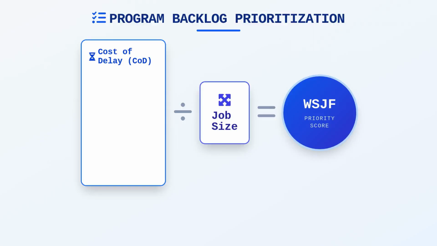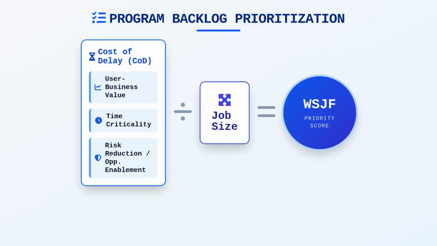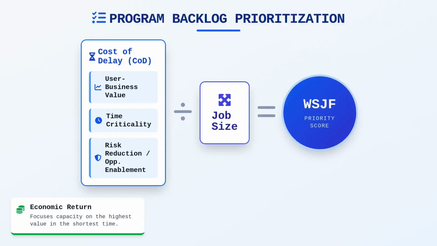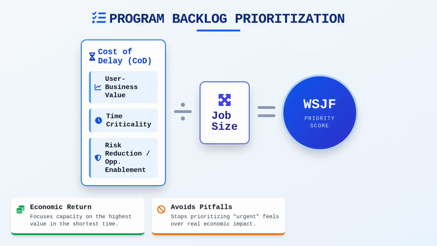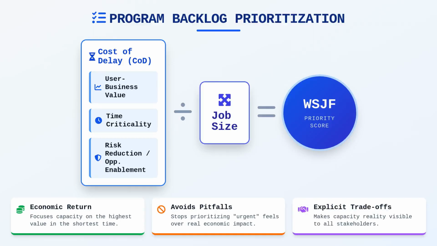Cost of delay itself consists of three essential factors: user business value, time criticality, and risk reduction or opportunity enablement. By calculating these components, we ensure that we are focusing our limited capacity on work that delivers the highest economic return in the shortest time. This approach prevents the common pitfall of working on what feels urgent but lacks real economic impact. Using WSJF forces teams to confront the reality of their capacity and makes the trade-off decisions explicit for all stakeholders involved.